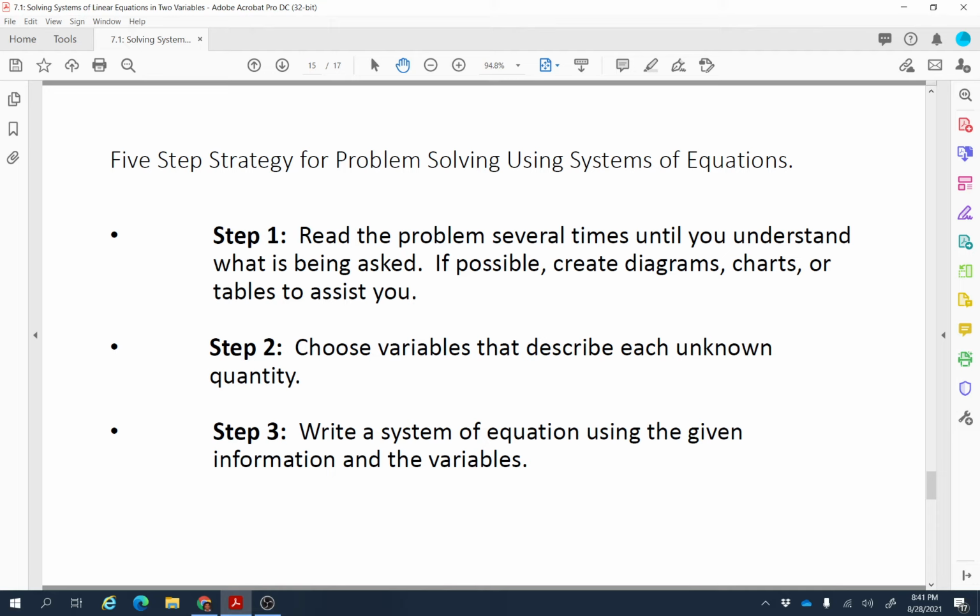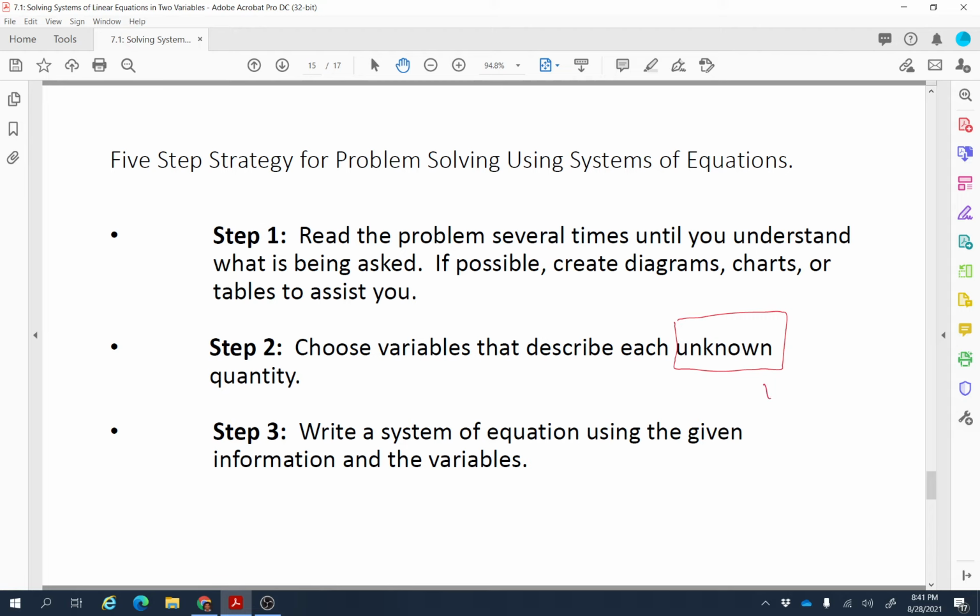always choose variables that describe each unknown quantity. Because we are planning to use a system of equations, there should be some unknowns, and we are trying to find out those unknowns. So always introduce x and y for those unknowns and solve the system of equations for x and y. Step 3, write a system of equations using the given information and variables.